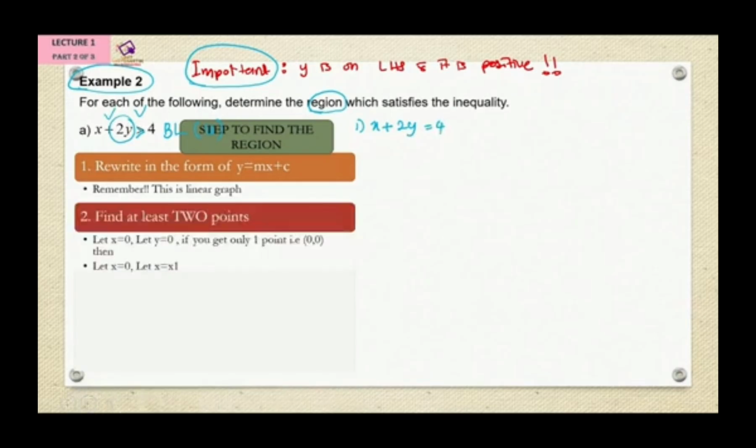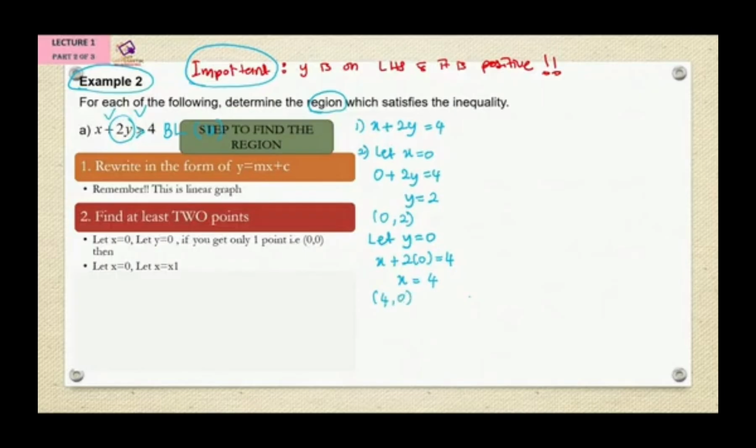Then, step number 2, we need to find at least 2 points. To be easy, let x equal 0. So, 0 plus 2y equals 4. That means y equals 2. So, the point will be (0, 2). For the second point, we let y equal 0. So, x plus 2 times 0 equals 4, so x will be 4. You need to write your coordinates correctly: (4, 0), not (0, 4).